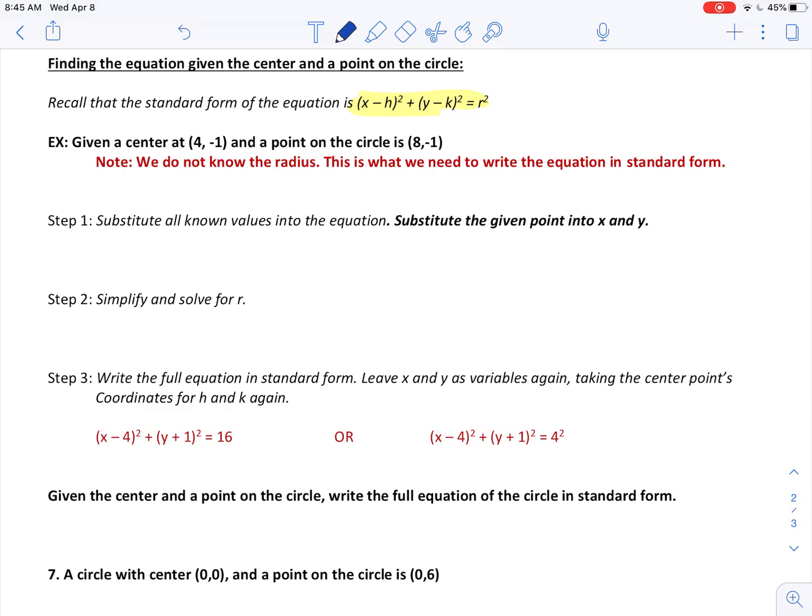And this is our new problem type for the day. So we know our equation is x minus h squared plus y minus k squared equals r squared. Now, we're going to solve problems where I'm given a center and a point on the circle. So what we're going to do here is, I'm giving you the center 4 and negative 1, and I'm giving you that the point on the circle is 8, -1.